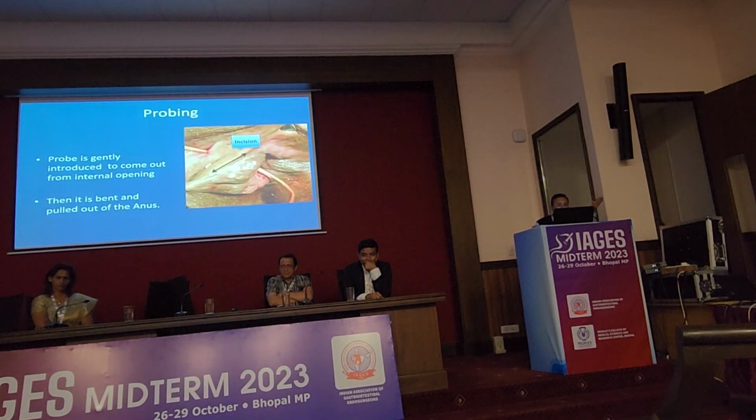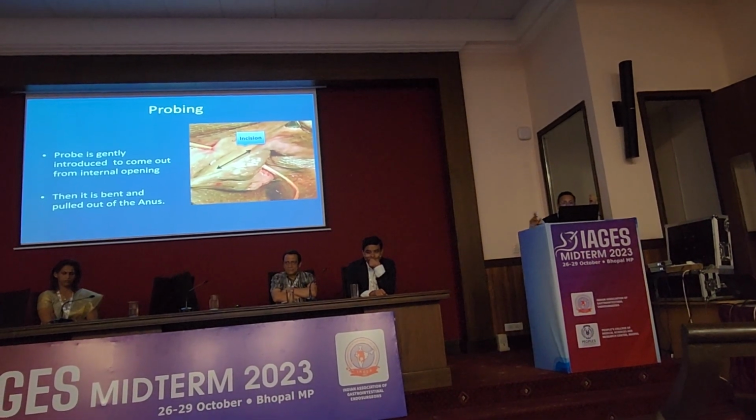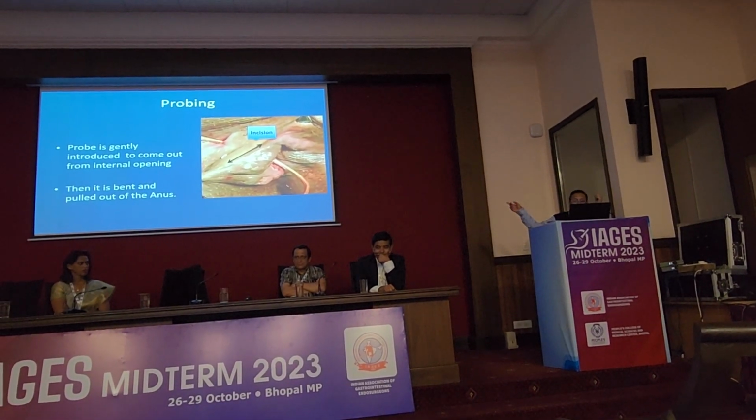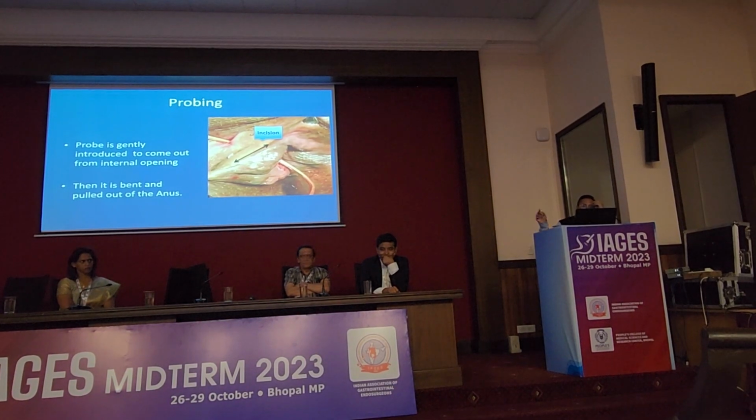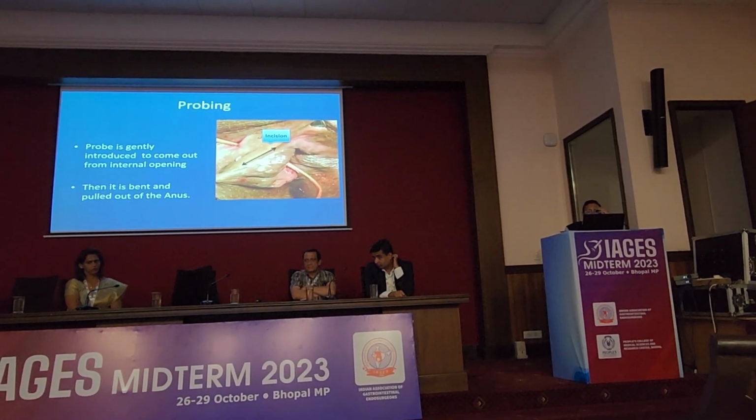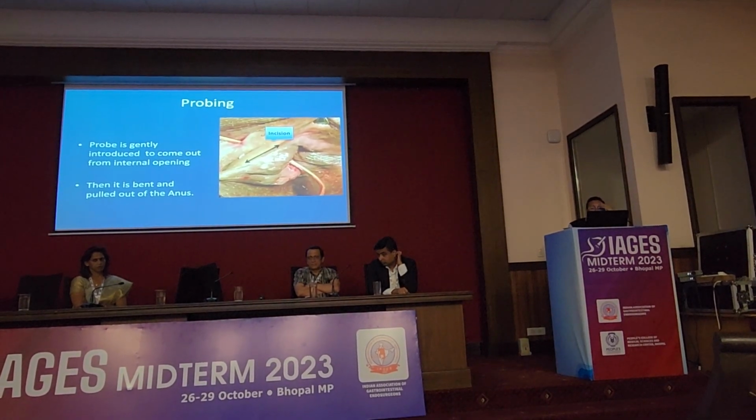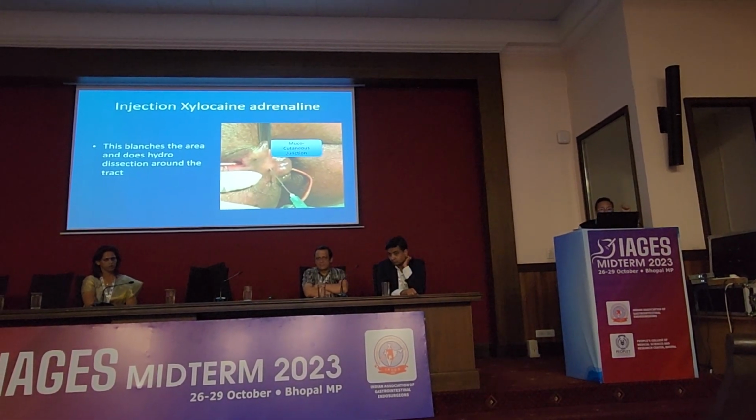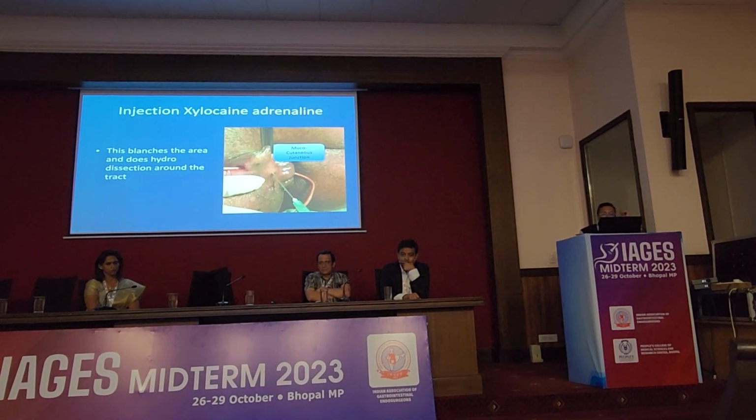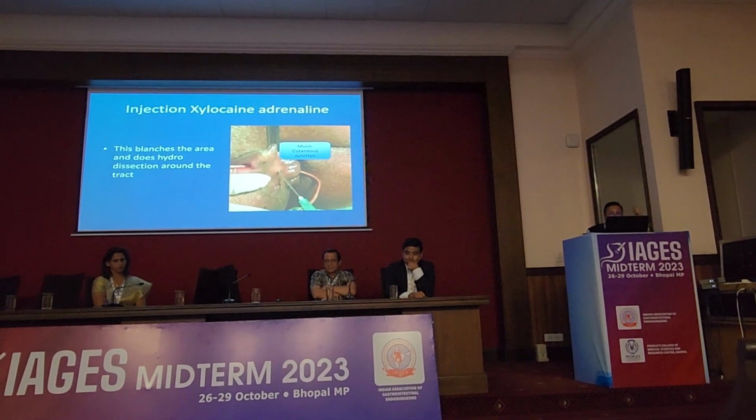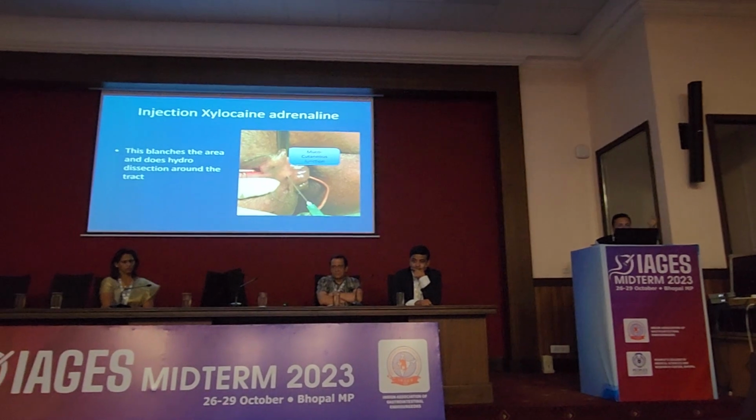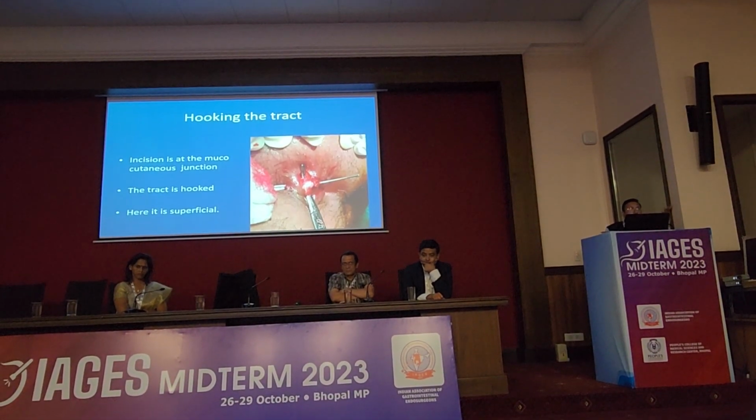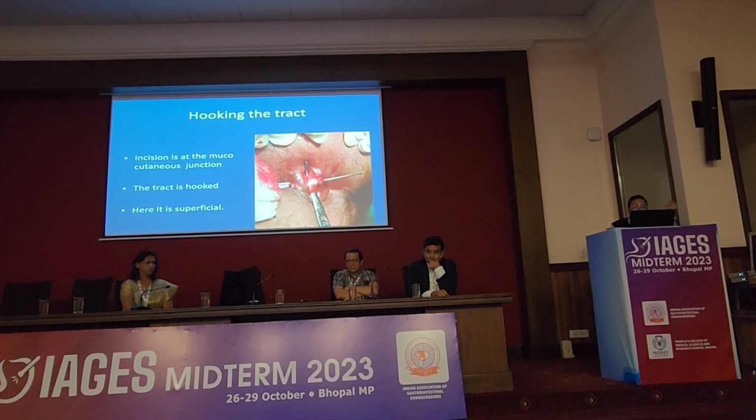So the probe is gently introduced to come out. So you can see we have probed the tract here. I don't have any pointer, so this is the probe. We have probed the tract, and now 2 centimeters distal to the tract from the internal opening, we are taking the incision. So first we are blanching the mucocutaneous junction with xylocaine and adrenaline to make it taut, and then we put this xylocaine adrenaline for hydrodissection. We give an incision here, and we take the fistula tract inside.